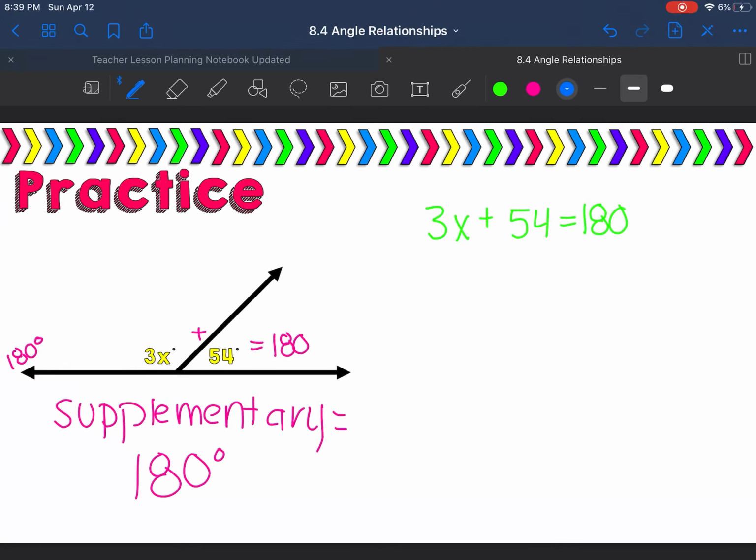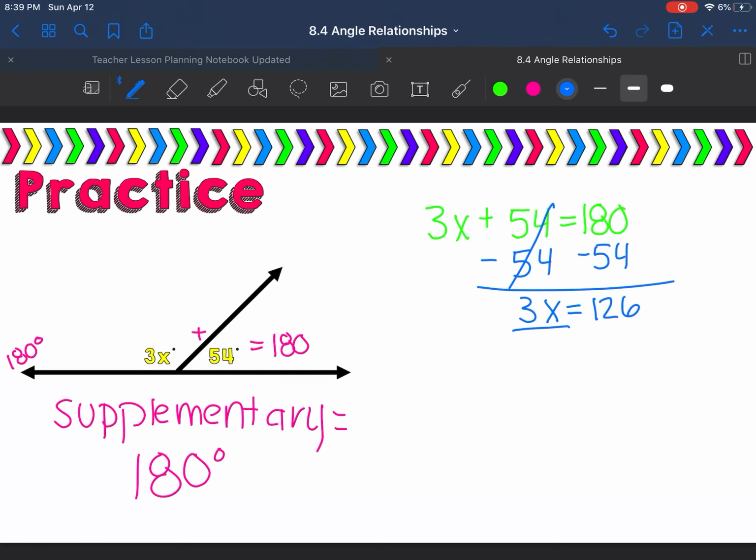Don't call after midnight. Do I have anything to distribute? No. Do I have anything to combine? No. Do I have anything to add or subtract? Yes. In this problem, I'm adding 54, so I need to do the inverse or the opposite. And that opposite of adding 54 is subtracting 54. So I'm going to subtract 54 on both sides. Positive 54 minus 54 give me 0, and that leaves me with 3x equals 180 minus 54, which is 126.